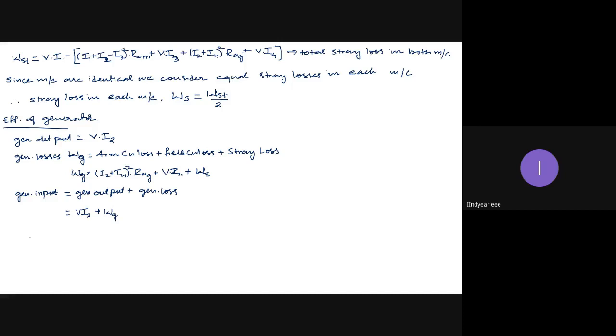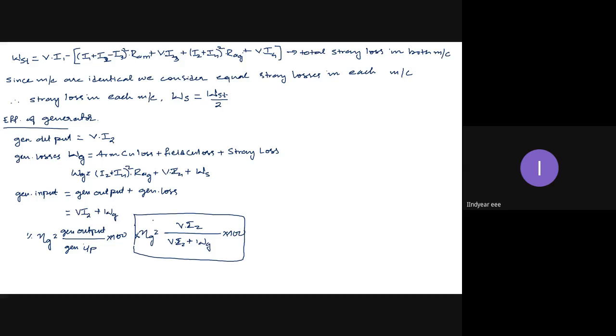Therefore, percentage efficiency of generator is equal to generator output by generator input into 100, or equal to V into I2 divided by V into I2 plus WG, into 100. So this is the efficiency of generator obtained through Swinburne's test.